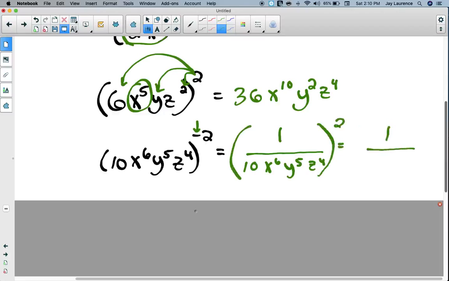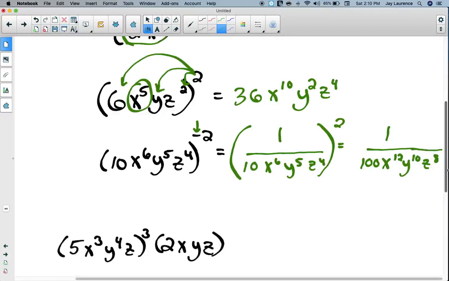1 squared is 1. 10 times 10 is 100. X to the 6th times x to the 6th is x to the 12th. Y to the 5th times y to the 5th is y to the 10th. And z to the 4th times z to the 4th is z to the 8th. And there you go. That is what the quantity of 10, x to the 6th, y to the 5th, z to the 4th raised to the negative second power equals.